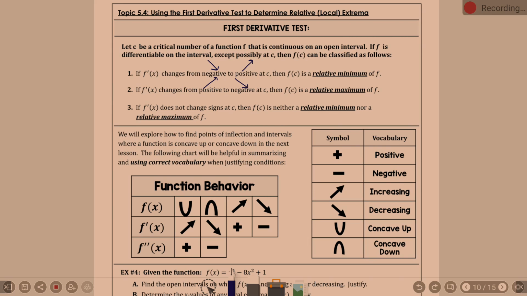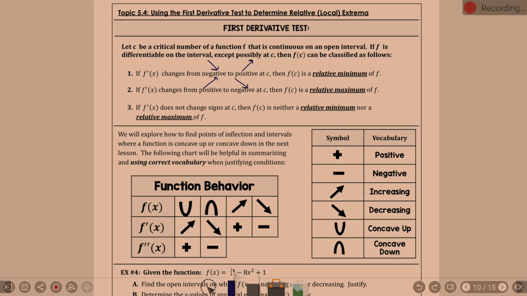Okay, so we'll explore how to find points of inflection and intervals where a function is concave up or concave down in the next lesson. Right now we're just talking first derivative test. Next lesson is second derivative test. The following chart will be helpful in summarizing and using correct vocabulary when justifying conditions.